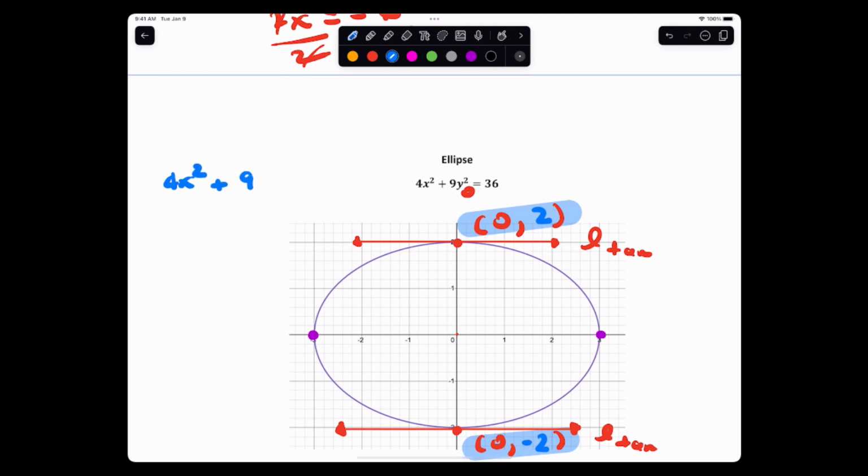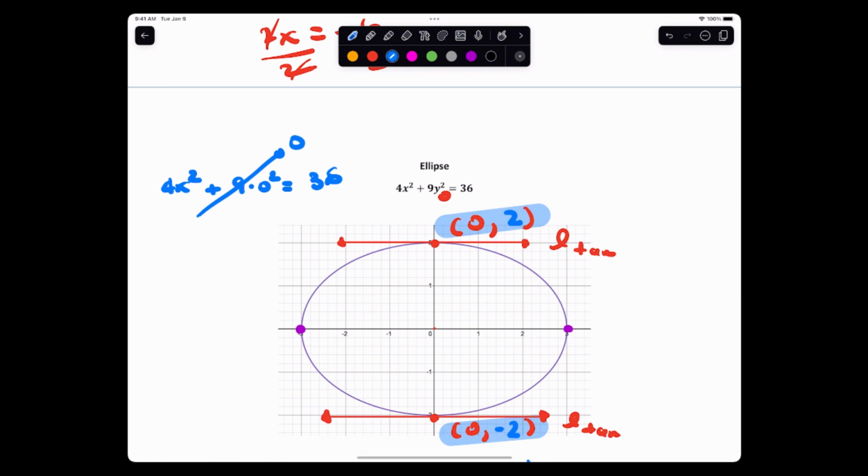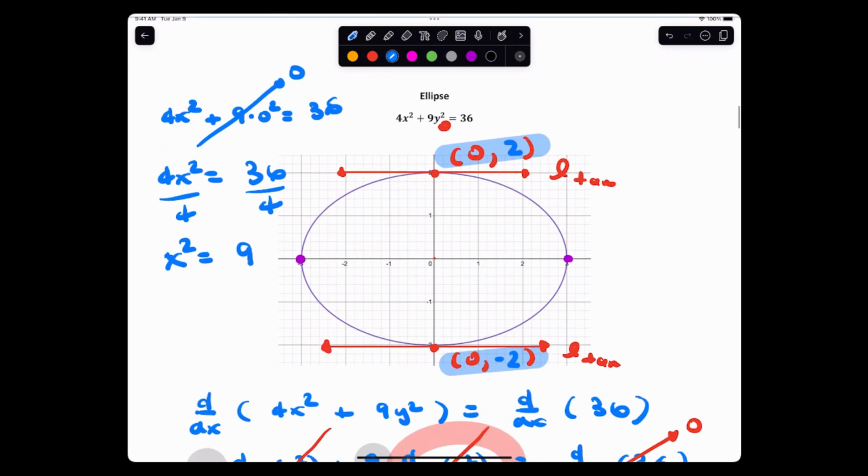4x squared plus 9 times 0 squared. That's what y is now, and it equals 36. So the good news is this portion is 0. And you have 4x squared is 36. Divide both sides now by 4. You get x squared equals 9. What does that mean then? The square root formula, plus or minus square root of 9, and that means now x is plus or minus what?